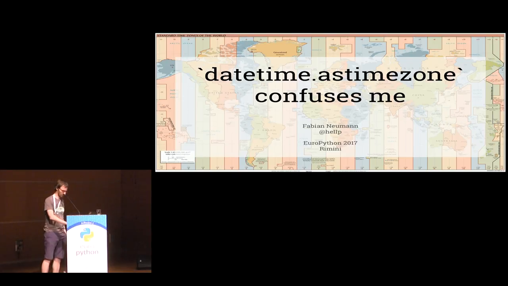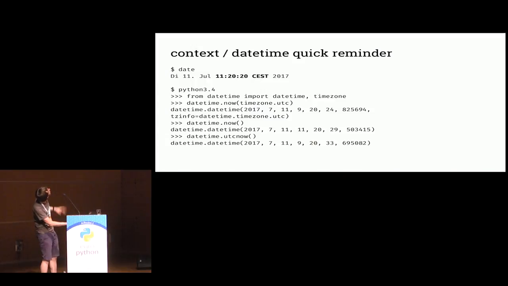Okay, yeah, this is from a little quirk I encountered last week, which stole 2 hours of my life. Maybe it helps somebody if I mention this here. So, just a little context in the beginning. The datetime library module of Python, everybody knows. What does it do for us? First, the context.